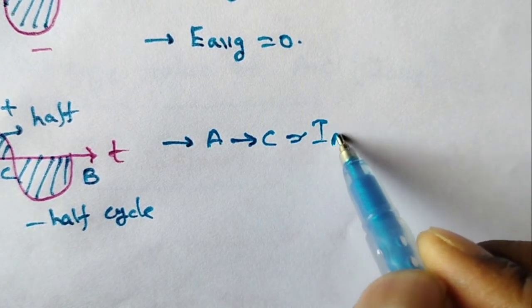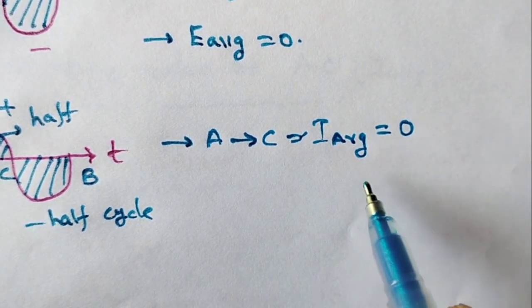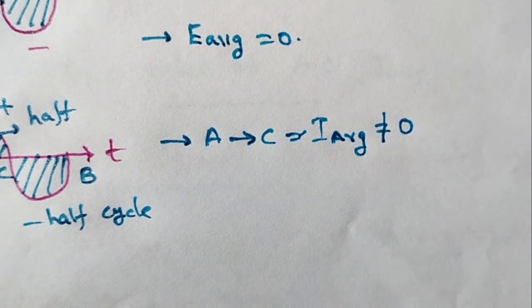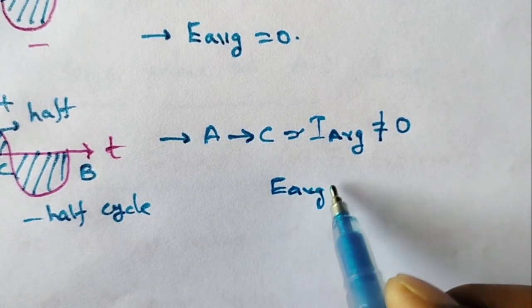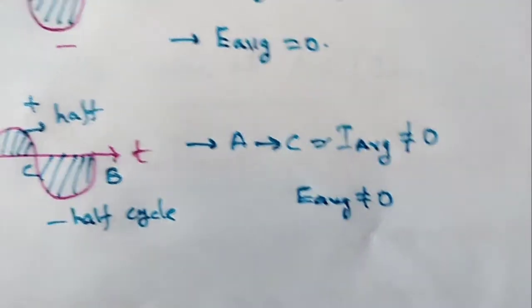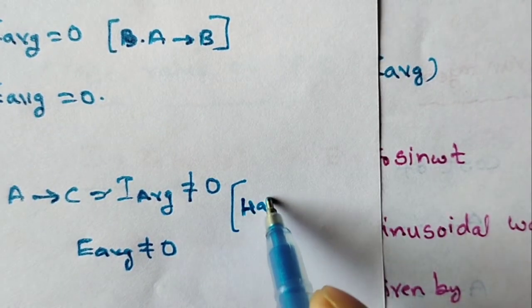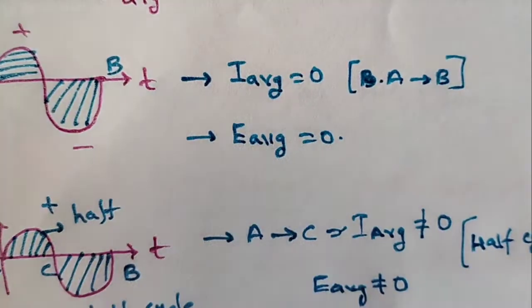In A to C, what is the I average value? Is it equal to 0 or not? It is not equal to 0. Similarly, E average is also not equal to 0. In which case? Only in the half cycle. In the full cycle, what is the I average?